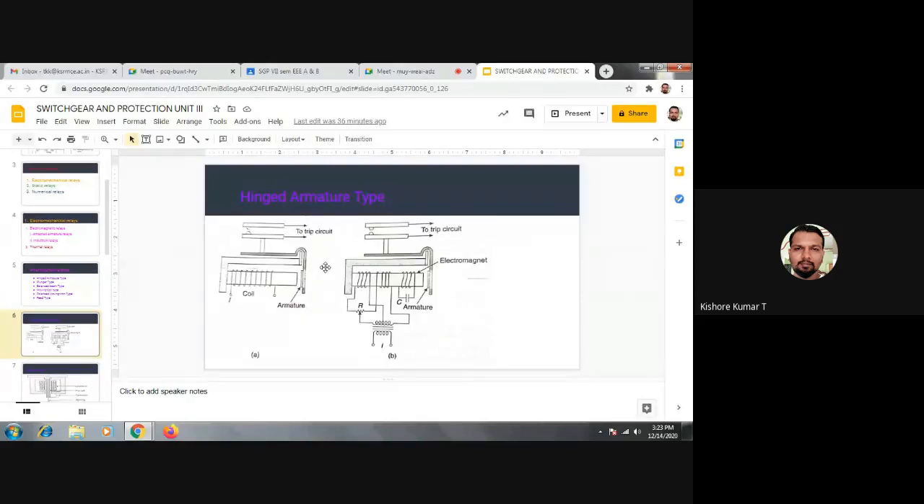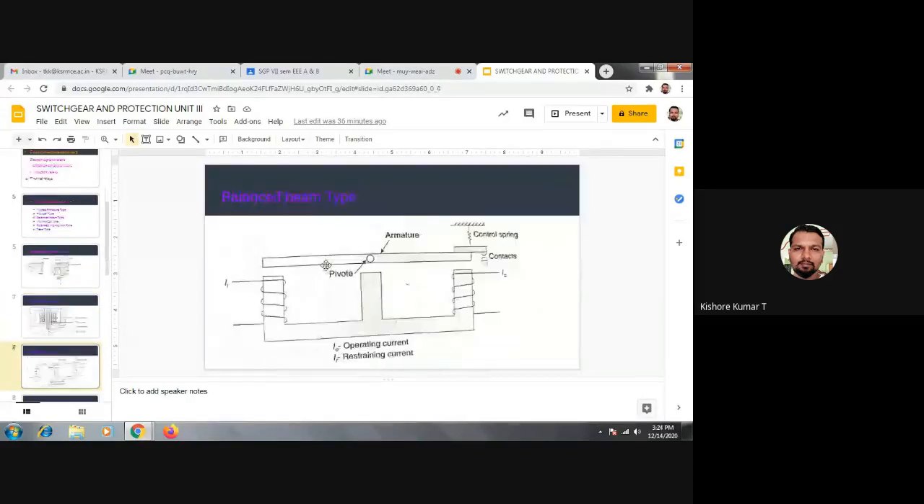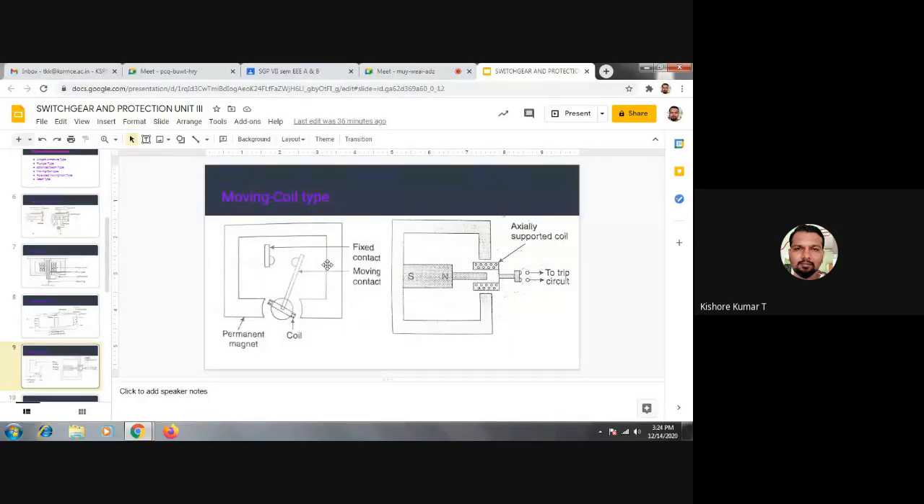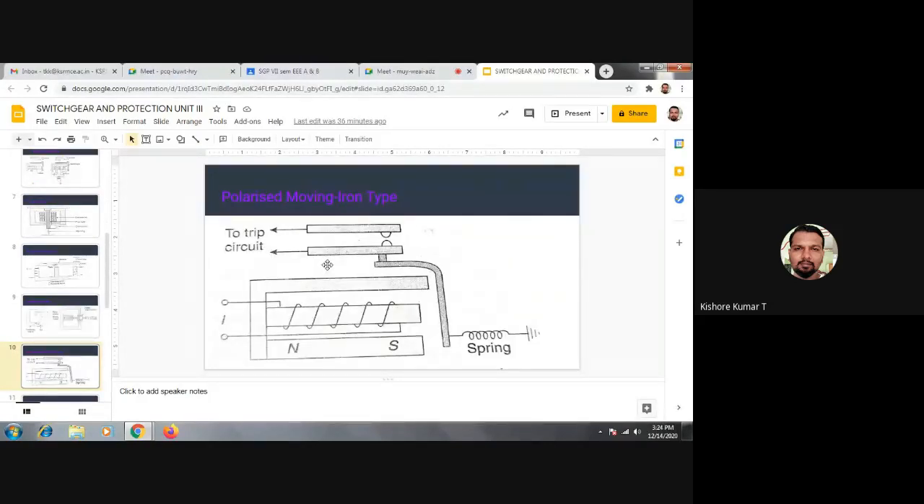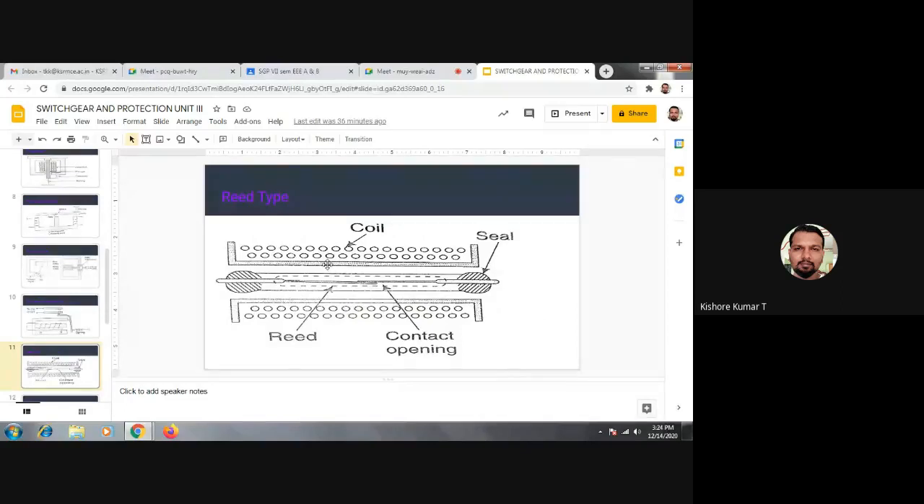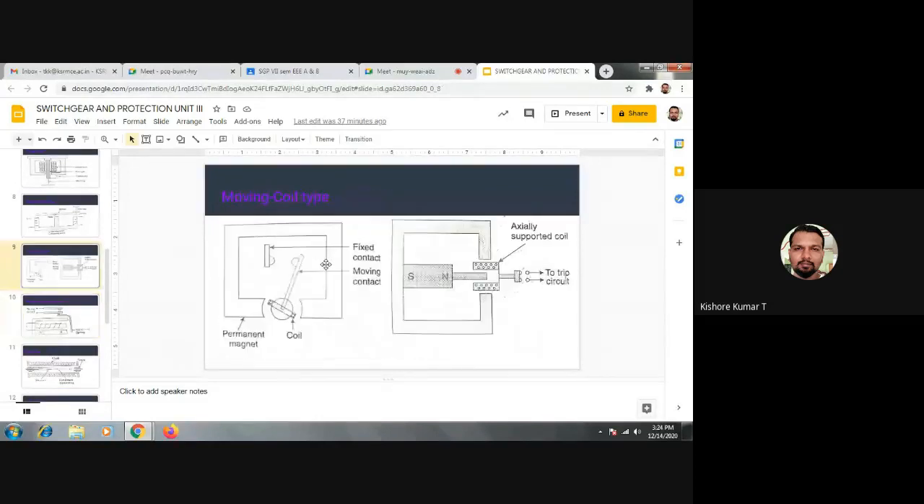So here hinged armature type relay, plunger type relay, balanced beam type relay, moving coil type relay, polarized moving iron type relay, and the reed relays. So these are the attracted armature types.